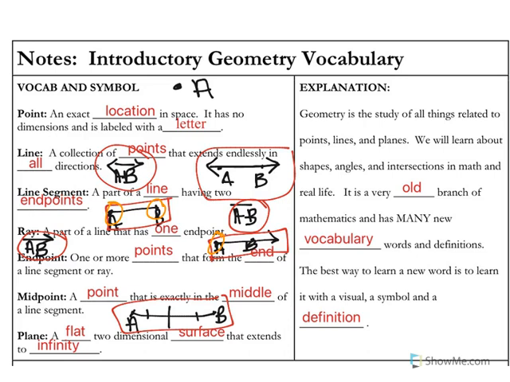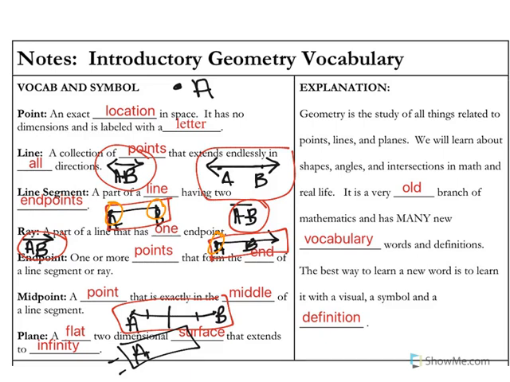Finally, a plane. This is a little bit abstract. A plane is a flat, two-dimensional surface that extends to infinity. So if I were to try to draw it, I can draw kind of like this. Basically, we're thinking of that as flat, sort of like a table, and it's going to have just one letter on it, and that's going to tell you that's plane A. And it extends to infinity in all directions. All right, so those are your vocabulary.